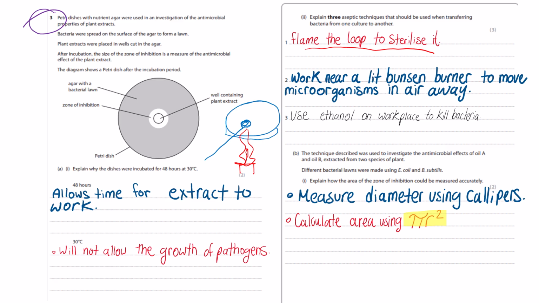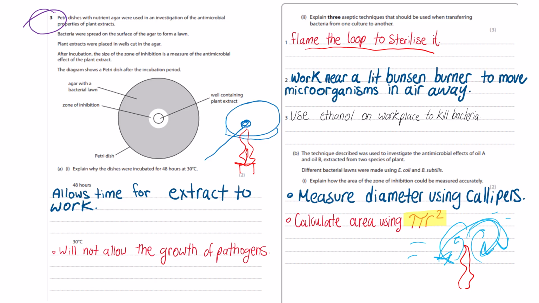Point number 2 is you're going to want to work near a lit Bunsen burner to move microorganisms in the air away. When you have a Bunsen burner lit up, there is going to be convection. So convection is the heat is going to move like this. The hot air is going to rise and fall, and it's going to be moving away the organisms. It just looks like this.